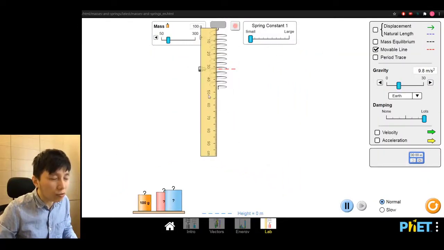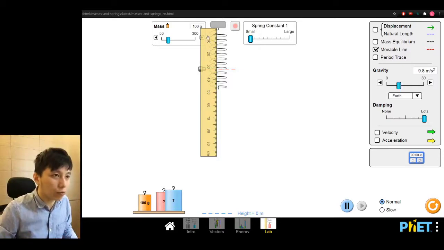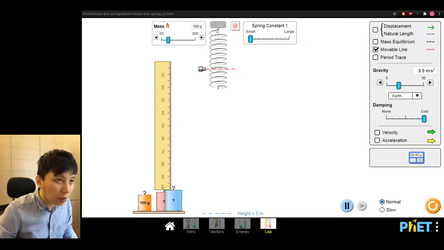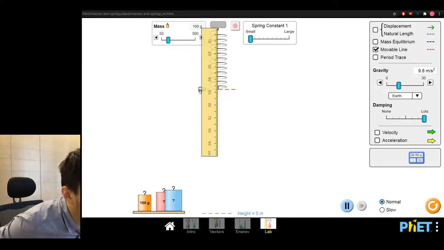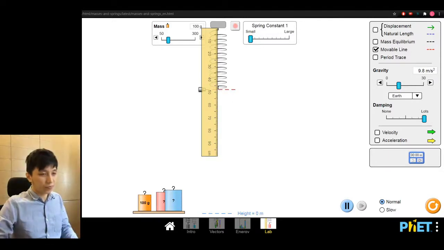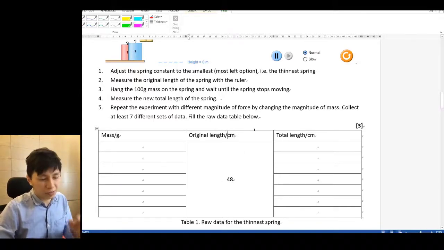Original length is really up to you how you would like to measure, but the most important thing is you have to be very consistent. For me, I will choose literally the starting point here to start measuring with the ruler, and then I will be measuring the very end, the very tip of the spring. Here I would say the reading should be 48. So I'll take the original length to be 48 cm. I don't have to type the unit because cm is already put down here.